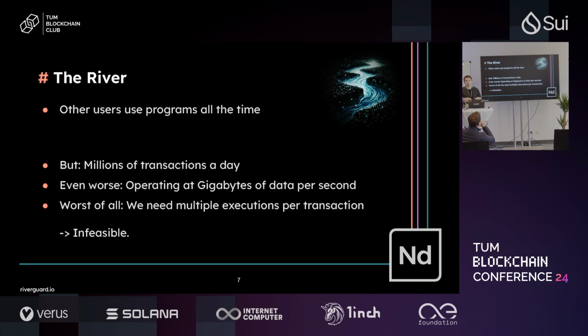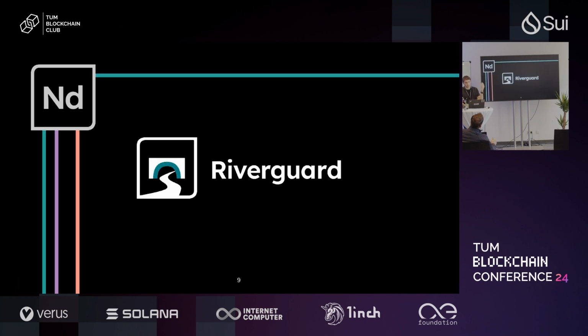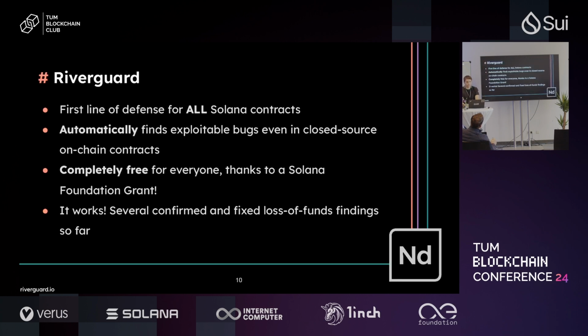And we want to take these transactions, mutate them multiple ways, and see if they still succeed. So we increase the amount of things we have to do with every transaction happening on mainnet. So it seems kind of infeasible. However, we got it down. And that's Riverguard. So what's Riverguard?